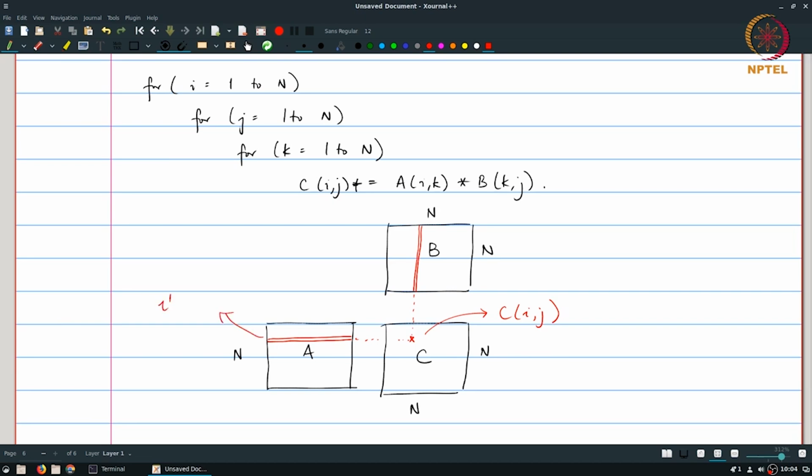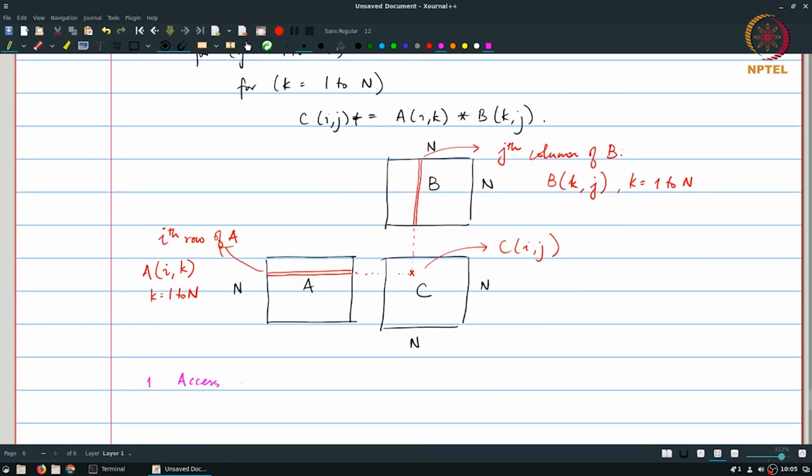This value is the ith row of A, which basically corresponds to the values A of i comma k, k equal to 1 to n. And similarly, this is the jth column of B, which is B of k comma j, k equal to 1 to n. In other words, the access pattern that we are talking about is going to be something like this. I will first access C of i comma j equal to 0, store it in a register.